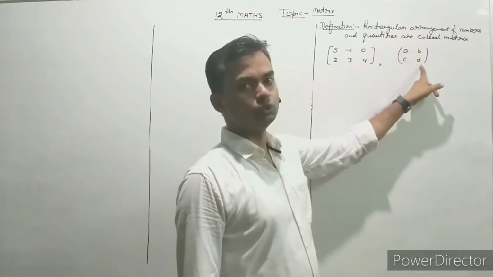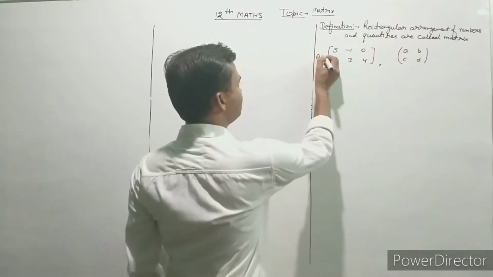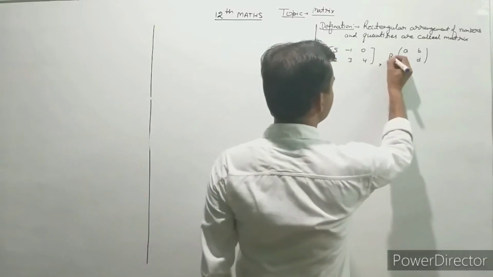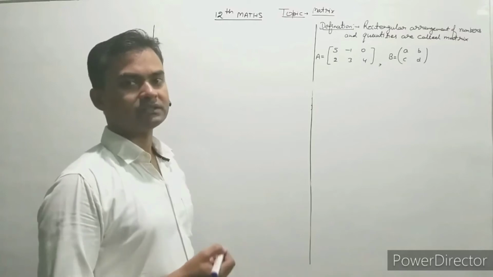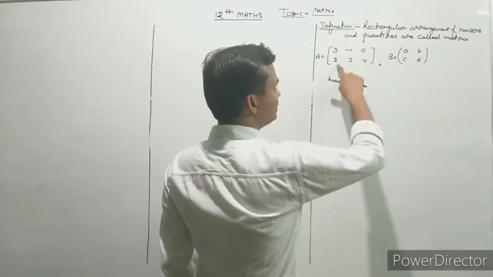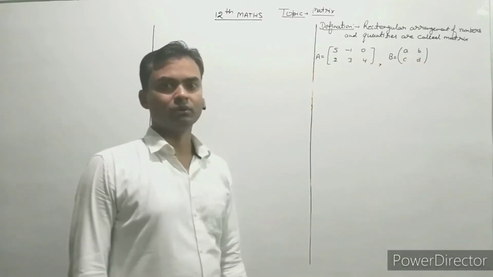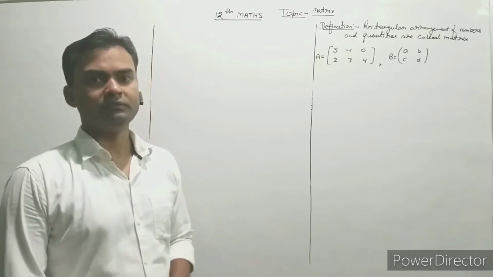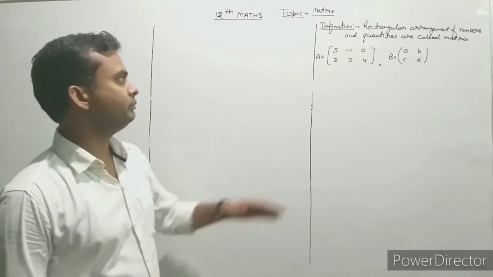And matrices are generally represented by capital letters. It means capital A, capital B, capital C, capital X, capital Y, etc. And elements are represented by either numbers or small alphabets. Okay, and now we will read about how many types of writing of matrix.